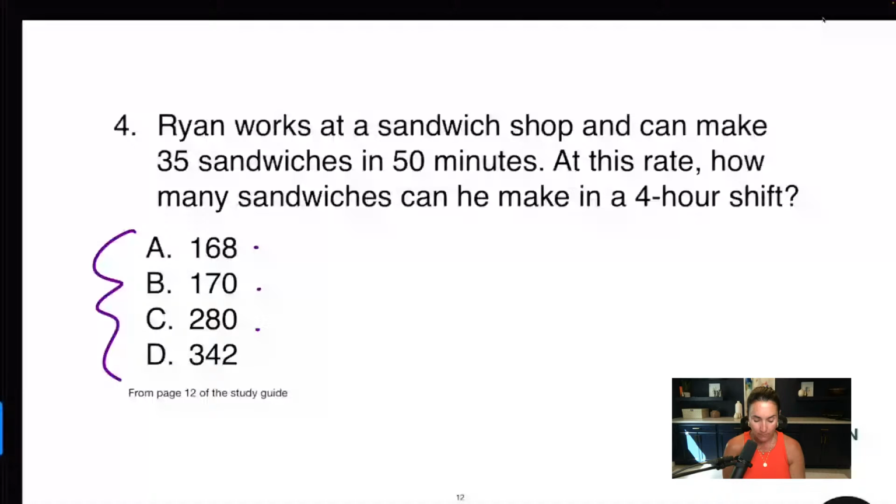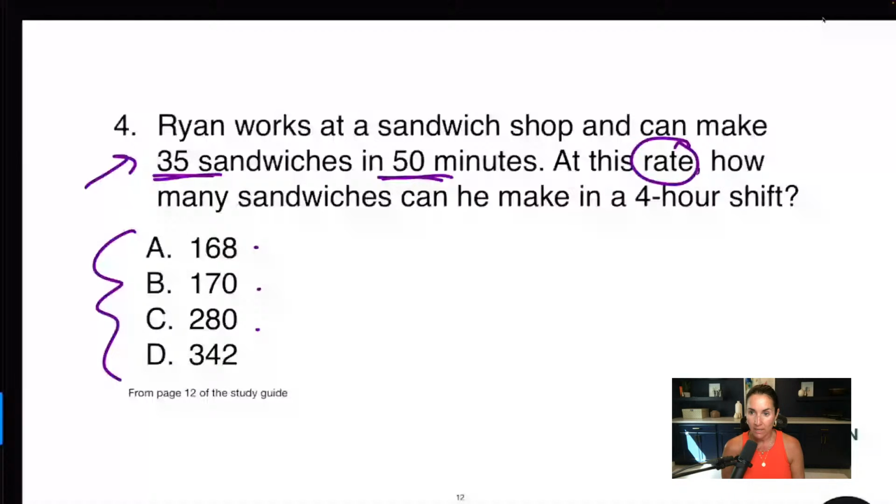All right, I can see, again, I'm working backwards. I have to pick an actual number, so I'm going to have to work this out. Let's have a look at the question. Ryan works at a sandwich shop and can make 35 sandwiches in 50 minutes. Let me get my calculator out. Hold on. And you do get a calculator on this test. It's an on-screen four-function calculator, all right? So Ryan works at a sandwich shop, can make 35 sandwiches in 50 minutes. At this rate, it's a key word here telling me what I need to do.